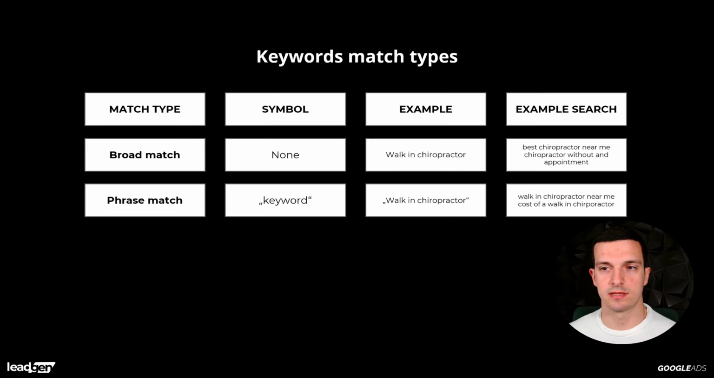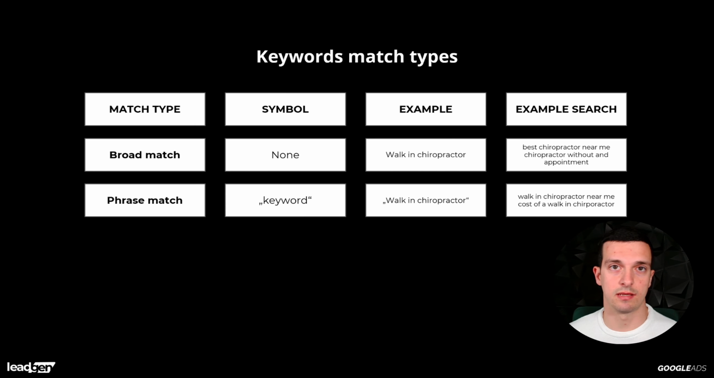Phrase match, basically it's typing in the keyword with these quotation marks, like walk-in chiropractor in quotation marks, and then example searches would be walk-in chiropractor near me, cost of a walk-in chiropractor. So these are 2 different search terms. One is walk-in chiropractor near me, the other is cost of a walk-in chiropractor. So when you have this kind of phrase match, basically what you have in between the symbols needs to be somewhere in the sentence.